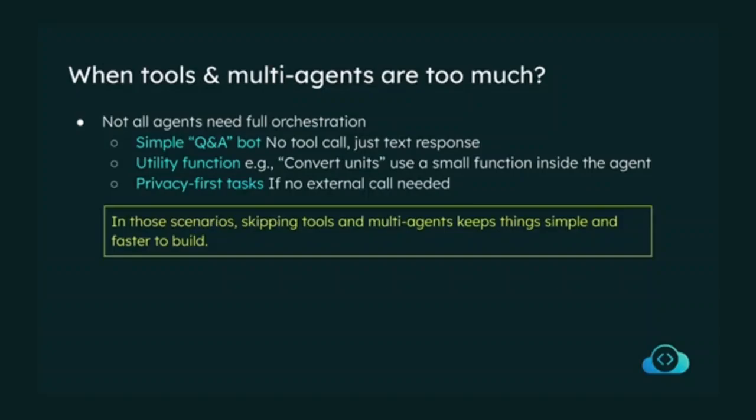So maybe sometimes you just want to build one agent, which is a simple Q&A bot. It might just need some memory and some knowledge about your particular topic or your organization or your company. And you can build utility functions, like convert units and some respective small functions inside those agents. And privacy tasks first if no external call is needed. So yeah, that happens a lot of time where your agent is just more like a RAG agent. So in those scenarios, skipping tools and multi-agents keep things simple and faster to build.